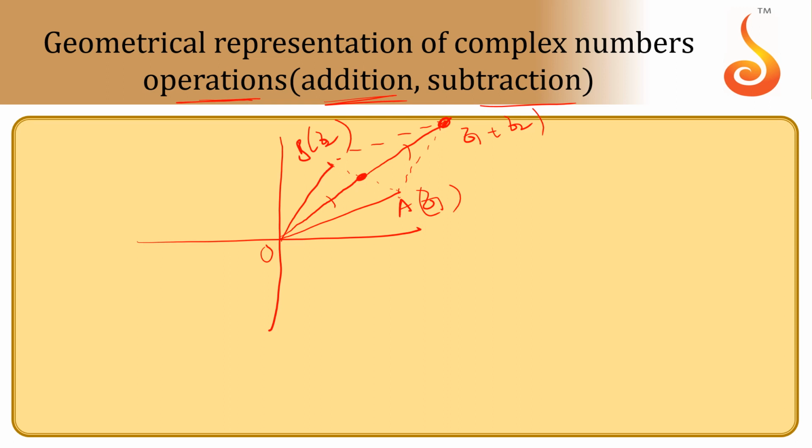Now, if I want to see Z1 minus Z2, then what should I do? For Z2, we should see the additive inverse, which is nothing but minus Z2. Then if you join Z1 and minus Z2, its midpoint will be Z1 minus Z2 by 2. Then join origin to that point and extend it, and it will be Z1 minus Z2.